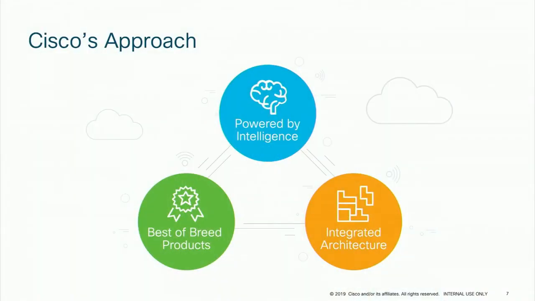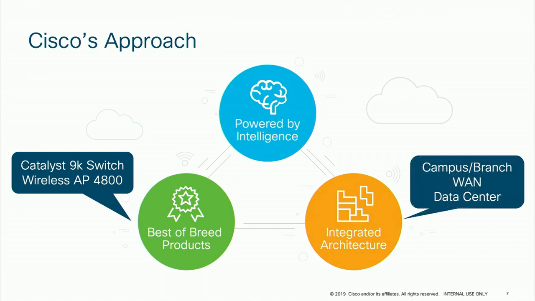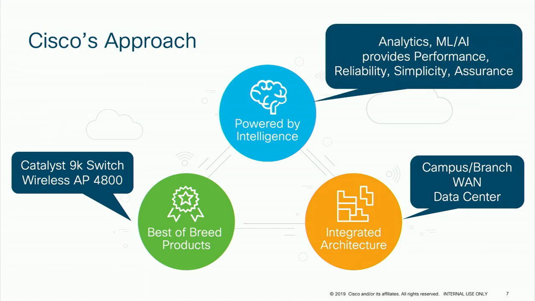Since I come from Cisco, let me briefly mention Cisco's approach here. Of course, we try to make best-of-breed products. For instance, the Catalyst 9K switch, which we believe is the best switch in the world, and the wireless AP 4800, which is the best wireless AP in the world. But more important than that, we try to bring those products together in integrated architectures. We call these software-defined architectures in the campus, branch, WAN, and data center. And on top of those integrated architectures, they're powered by intelligence, which basically means you use analytics and machine learning to help improve the reliability, the performance, the security, and so forth.